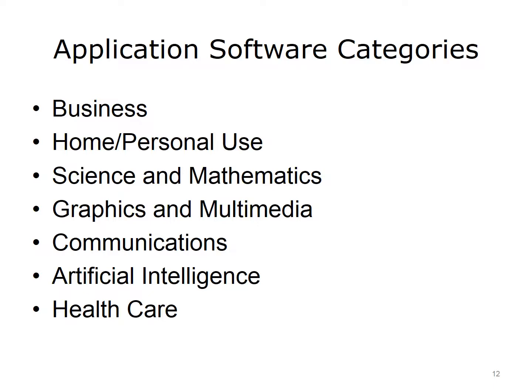Listed here are 7 categories of application software. Each category can be subdivided into smaller categories. These categories are not exclusive or distinct. Some business applications can be used for home purposes as well. We'll discuss each of these categories in more depth for the remainder of the lecture.